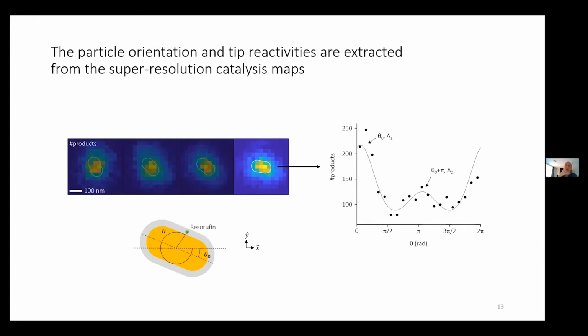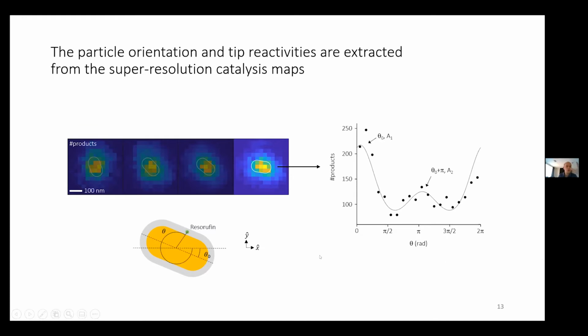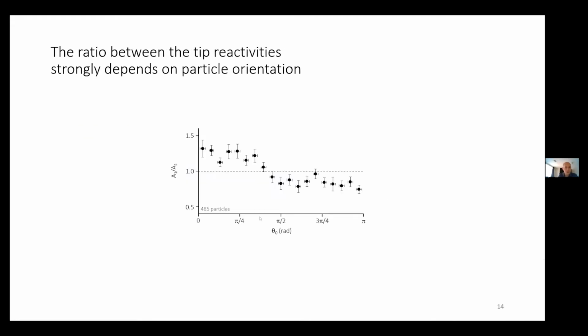First of all, the orientation of the particle, theta 0 here, and the amplitude of these 2 peaks, so A1 and A2, which are the reactivity of those 2 tips. And then the question becomes, does the reactivity ratio, so the ratio A1 over A2, does that in any way depend on the orientation of the particle? So that is what I'm plotting here.